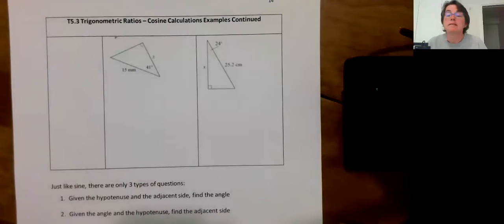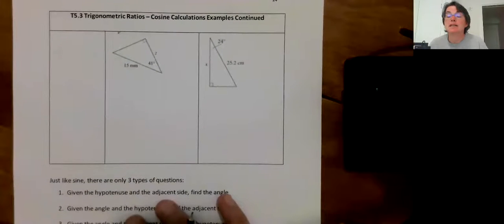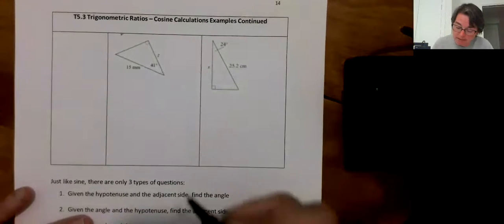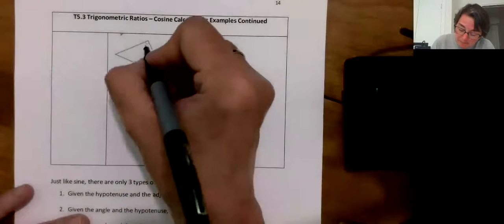Hey there, this is T 5.3, trig ratios. We are dealing with cosines, and this is the third example. There are three different things that you can be solving for on a cosine question, and this is the last one, so let's take a look at it. Number one, all time.